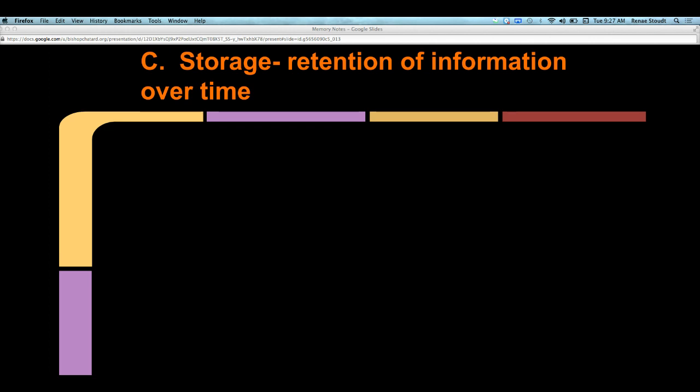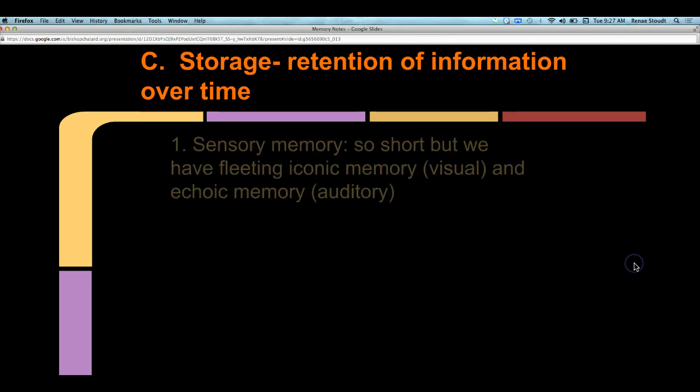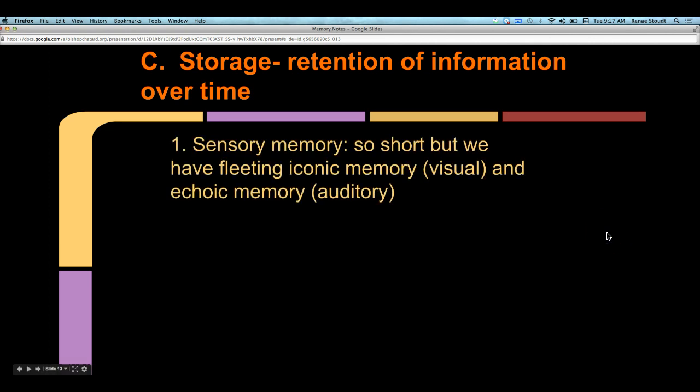The first thing that we have is sensory memory. Sensory memory, like we talked about last week, is very, very short, but we do have this fleeting iconic memory, this visual memory, as well as this echoic memory.